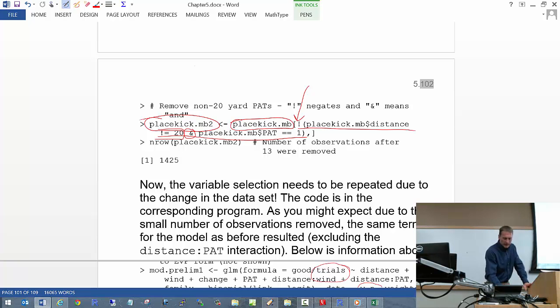Okay, so now I have 1,425 observations left. Back in chapter 2, when we were working with the place kicking data set, this is how many observations we had. So the chapter 2 version of the place kicking data set is what we have now. And so now you have just a general idea of why I chose to give you a little bit of a smaller data set to work with in chapter 2. And then in chapter 5, now we're looking at the entire data set essentially.